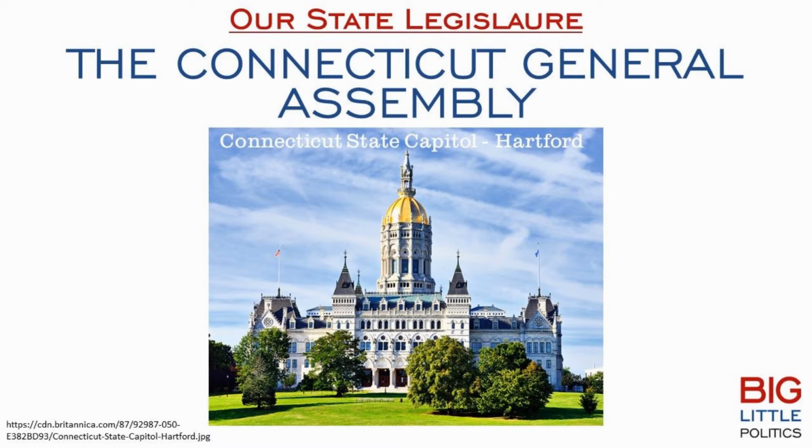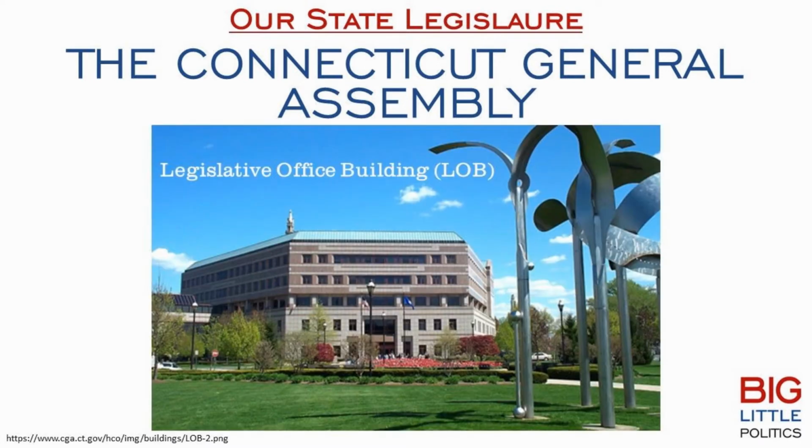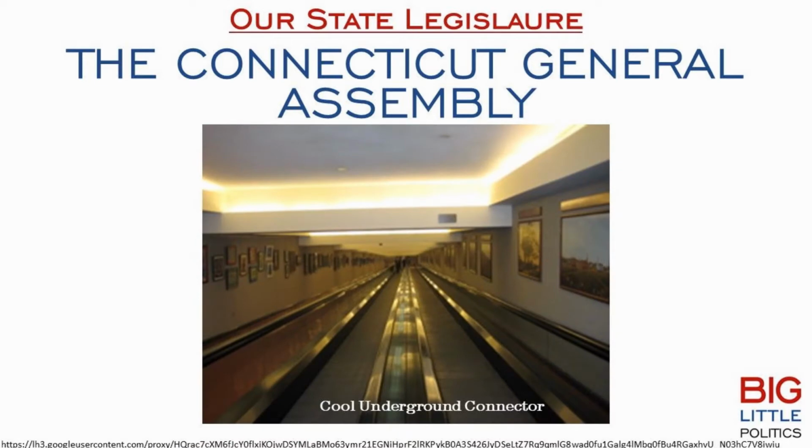But this isn't where everything happens. There is also this building right next to it, which is the Legislative Office Building. And the legislators will have their offices here, and they'll meet in groups here. It's not like all of the work is going to be done in the Capitol. We're going to see why they go to the Capitol. There is this cool underground connector, kind of like at an airport, that you can take to go from one building to the other, which is really fun to do.